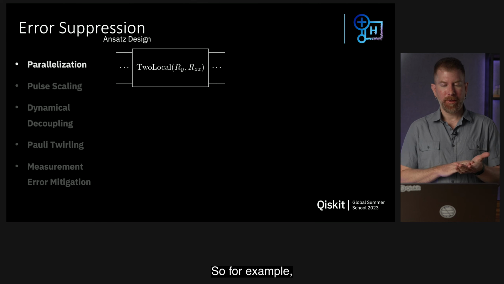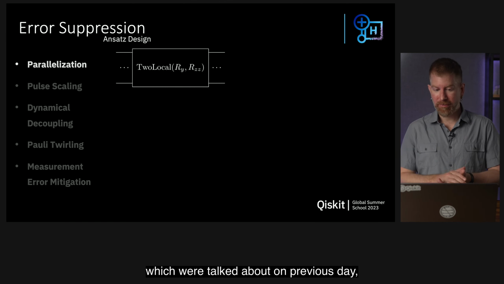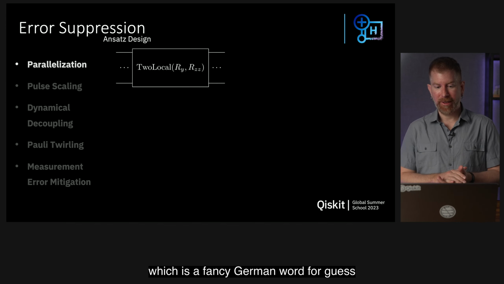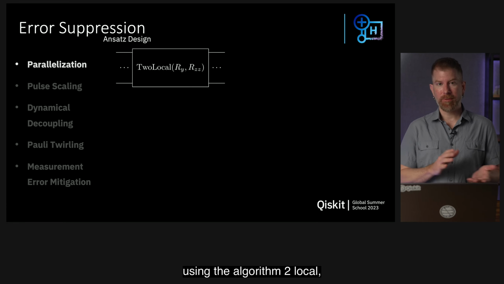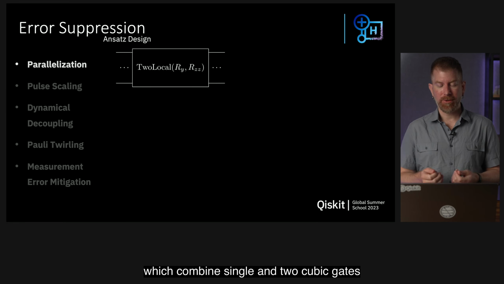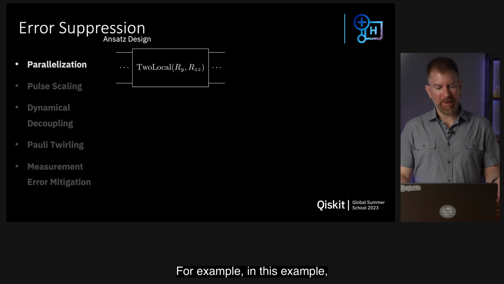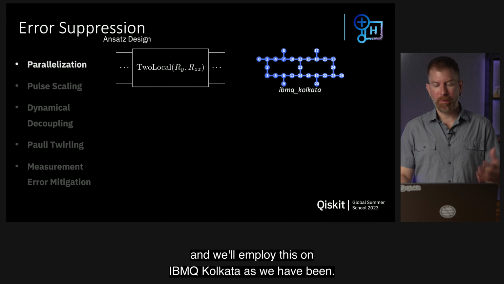So for example, if you've done variational algorithms before, which were talked about on the previous day, we know we can build an ansatz, which is a fancy German word for guess, out of a series of single and 2 qubit gates using the algorithm 2local, which combines single and 2 qubit gates in an algorithmic way. For example, in this example, we'll use the Y rotation and the ZZ rotation, and we'll employ this on IBM Q Kolkata as we have been.